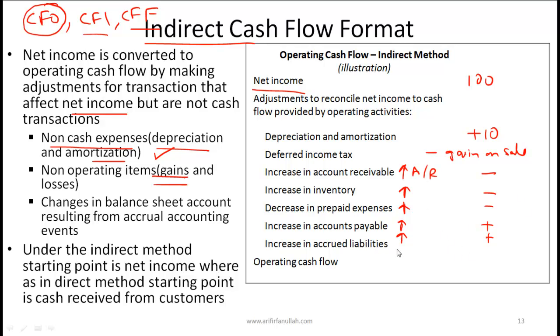And at the end of all this, once we start with our net income, make adjustments for depreciation and amortization, make adjustments for gain on sale of assets, and then make adjustments for assets and liabilities, we then end up with our operating cash flow. And this number should be exactly the same whether we use the indirect method or the direct method. It's just that the presentation method is different.